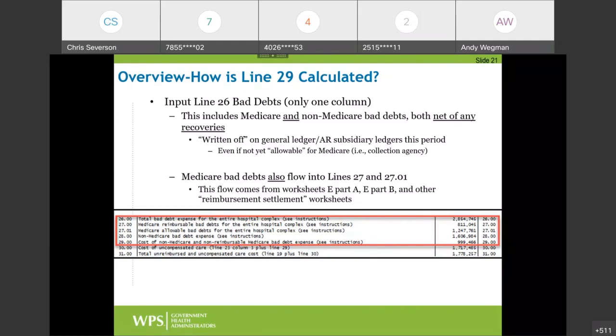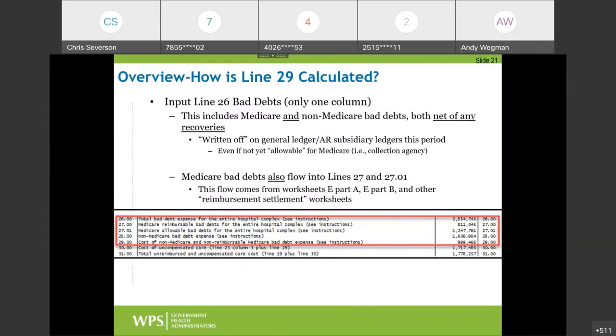The key thing with that is that here we're talking financial statements, we're talking GAAP, we're not necessarily talking about Medicare rules of bad debts. We all know that there are a lot of different rules that apply to Medicare before it's allowable for Medicare reimbursement. You can have a bad debt written off of your accounts receivable, and maybe it's still at the collection agency. You've already written it off internally, but maybe it's still at the collection agency.